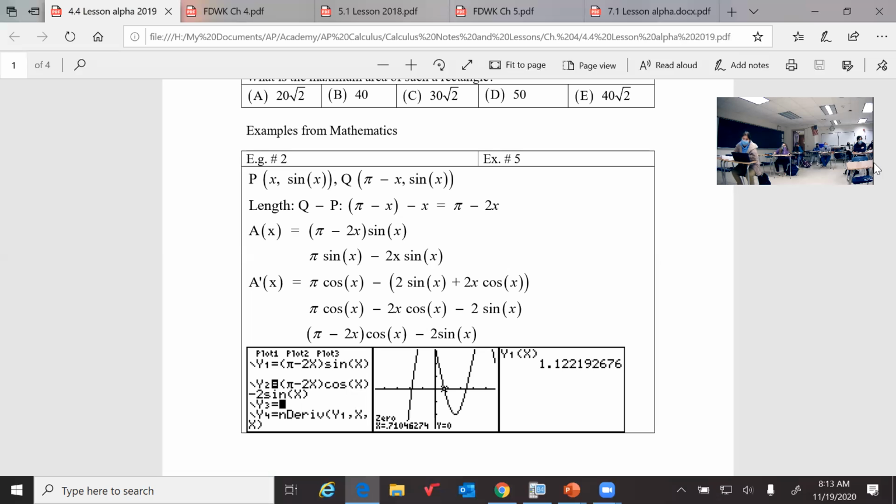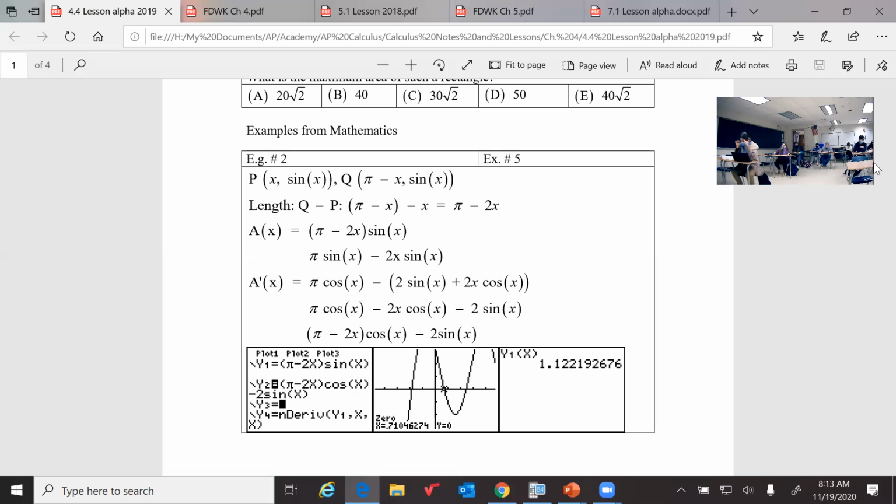Why not? The area was going down and started to go up again. So this is your local max, and that's your local min. And we're interested in when the area has a local max. So what happened?